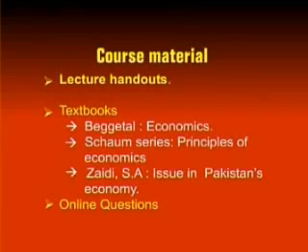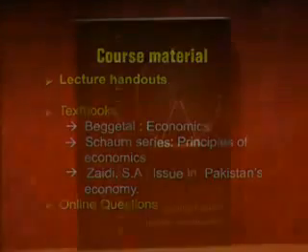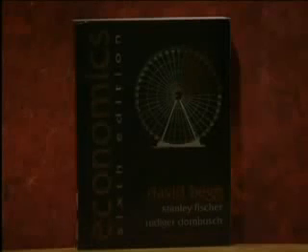Now, the main text that I have chosen for you for this course is the book by David Begg, Stanley Fischer, and Rudiger Dornbusch, which is titled Economics. And this is the 6th edition of the book that I have chosen. This is a year 2000 edition. I think there is a 7th edition also available in the market. So if you would like to follow that, that's fine by me. But this is the edition that I have based most of the lectures on.